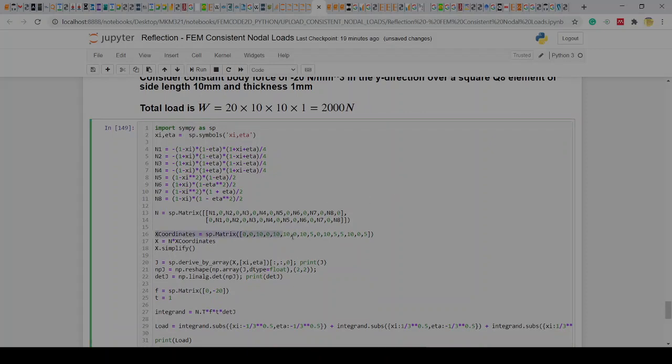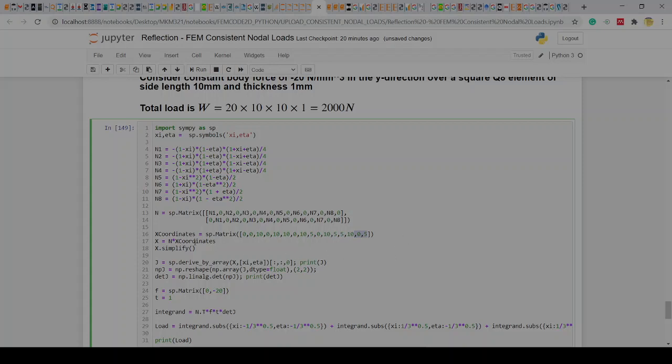So I'm going to take the x coordinates. All I'm doing is taking my x coordinates. This is my x, y for node 1, x, y for node 2, x, y for node 3, x, y node 4, x, y node 5, x, y node 6, x, y node 7, x, y node 8.